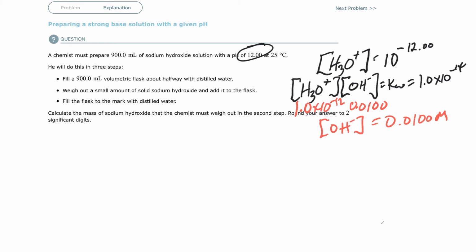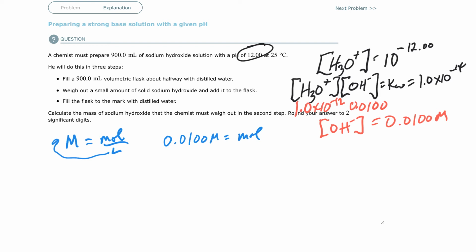So what is the next step? If you remember what molarity is, moles of solute over liters of solution, I know the molarity of this hydroxide. It's 0.0100 molar equals so many moles over liters. Now I'm going to get rid of the L on the bottom by moving it up here and multiplying, and that'll give me moles.